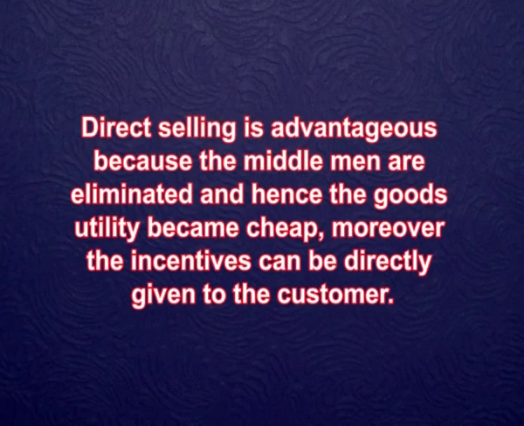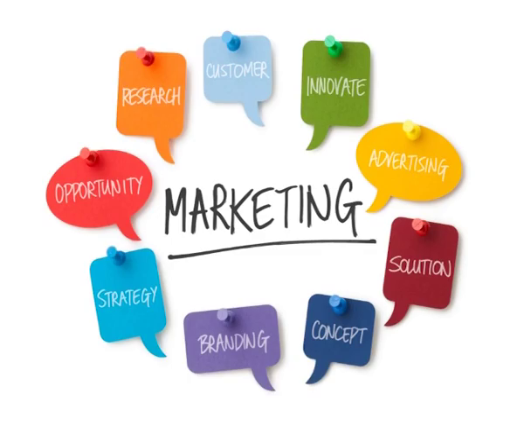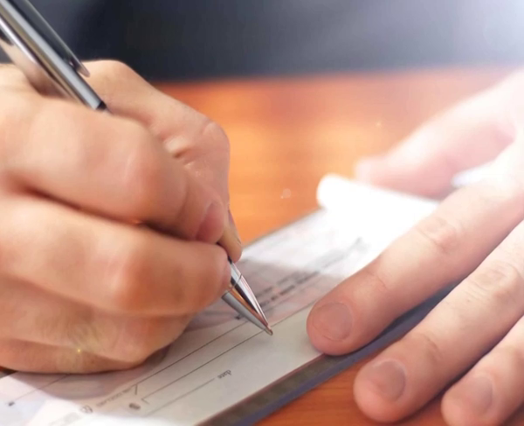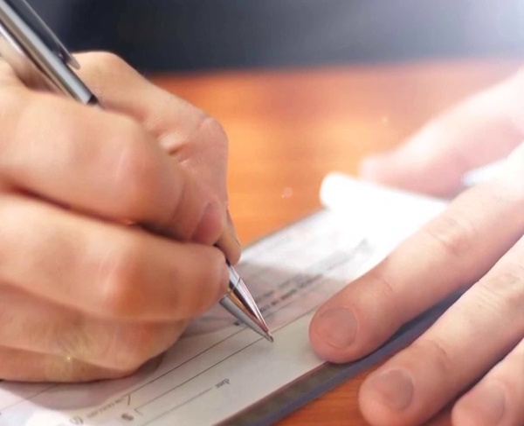Direct selling is advantageous because the middlemen are eliminated and hence the goods become cheaper. Moreover, the incentives can be given directly to the customer. In indirect selling, this method adopts middlemen who act as a link between the producer and the consumer. They are engaged in marketing and help in the purchase and sale of goods and services. Middlemen usually charge for the services they have rendered to the manufacturer and the consumers.